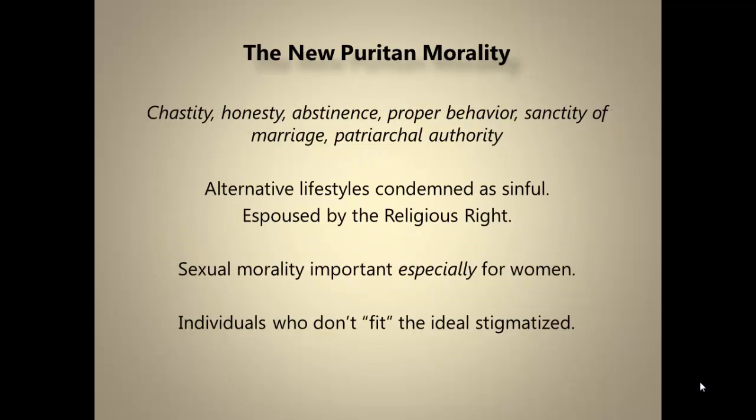The fifth value, the new Puritan morality, holds that chastity, honesty, abstinence, proper behavior, sanctity of marriage, and patriarchal authority are all very valuable things and very sacred in our culture. All of these things, patriarchy, marriage, abstinence, honesty, are the key to understanding this value.